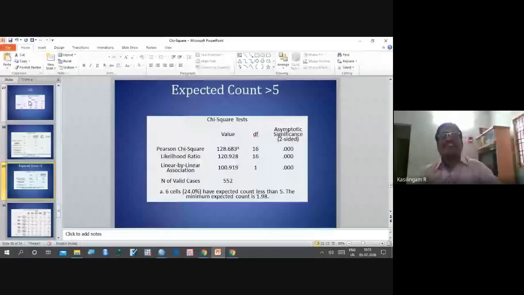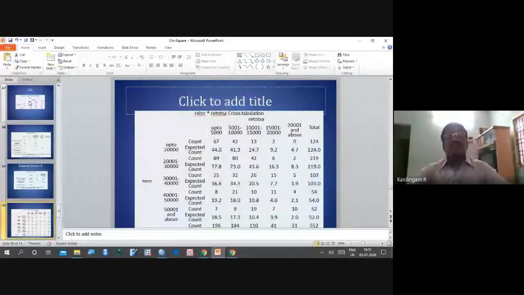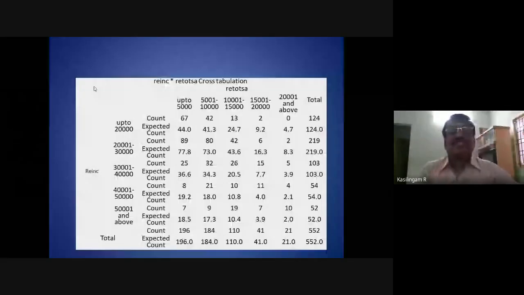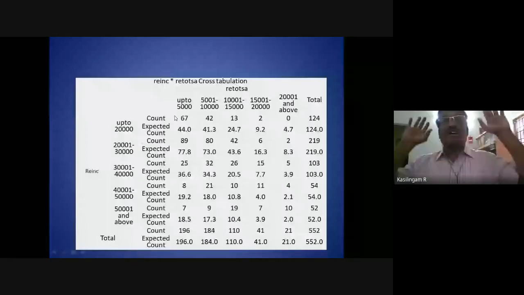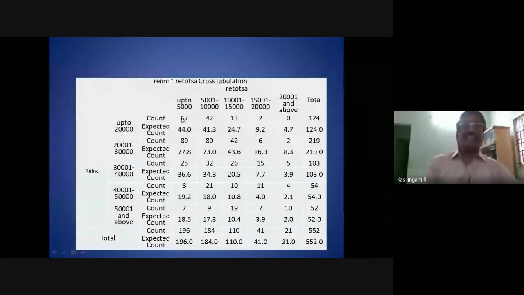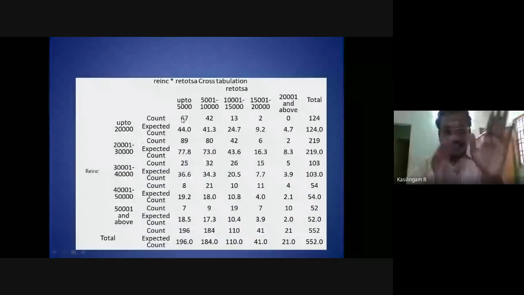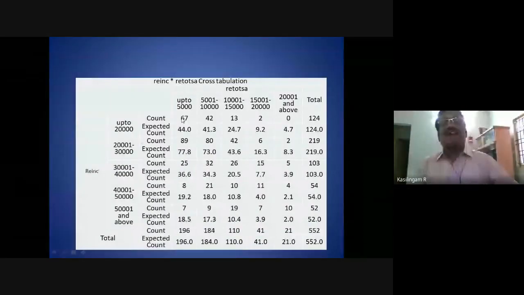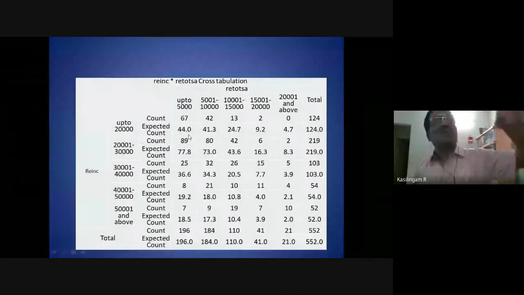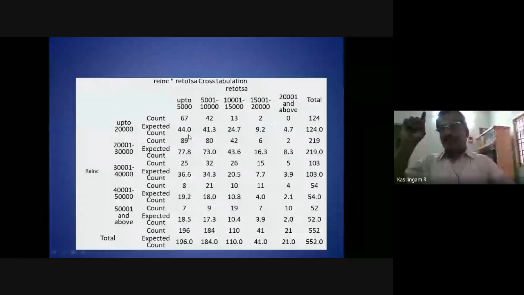Okay. So now, this is the output of the expected and the actual. So this 67 is the observed. This is the output. See, whatever I click, whatever output I have pasted here. All right. So 67 is the observed. 44 is the expected. Now to find out that chi-square value, otherwise we call it the calculated value, 128.683. How are we getting it? Observed minus expected square divided by E.